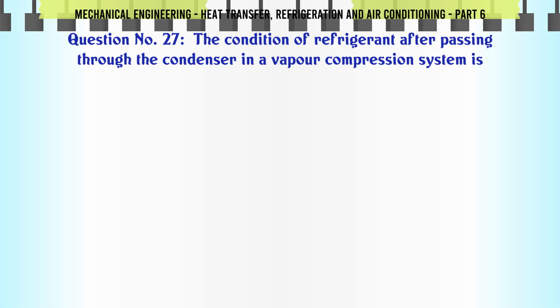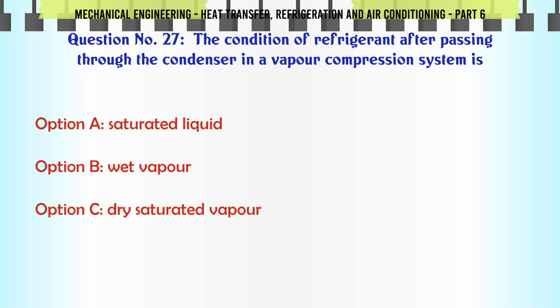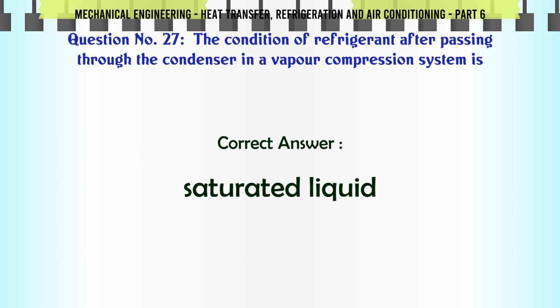The condition of refrigerant after passing through the condenser in a vapor compression system is A. Saturated liquid, B. Wet vapor, C. Dry saturated vapor, D. Superheated vapor. The correct answer is saturated liquid.